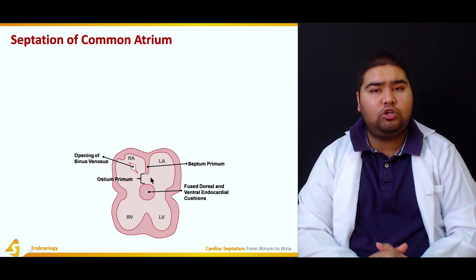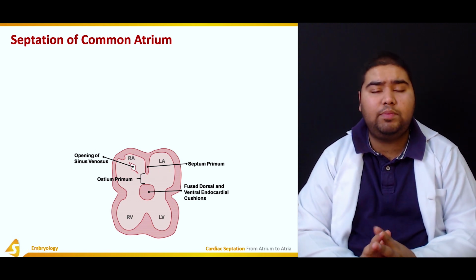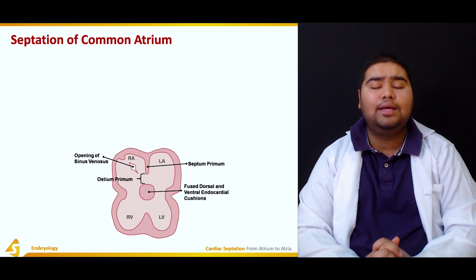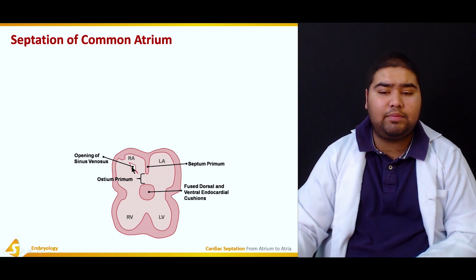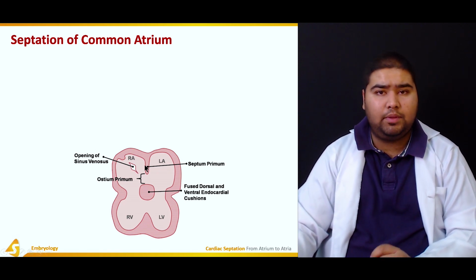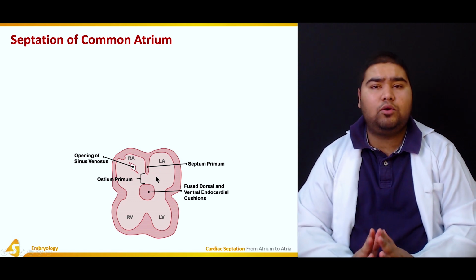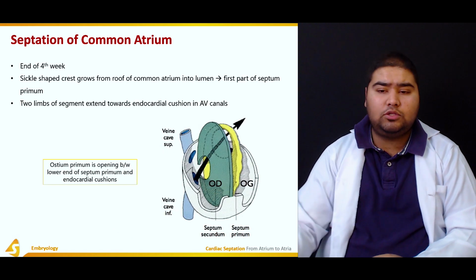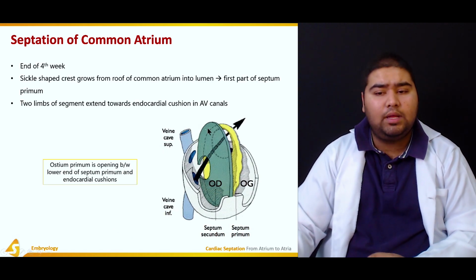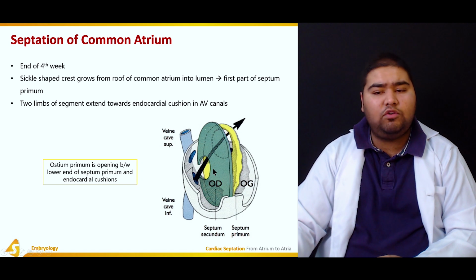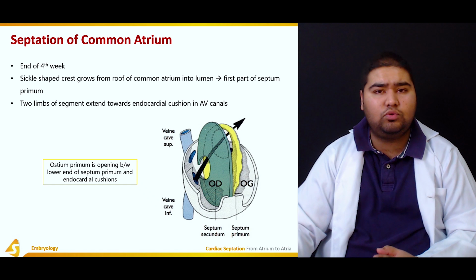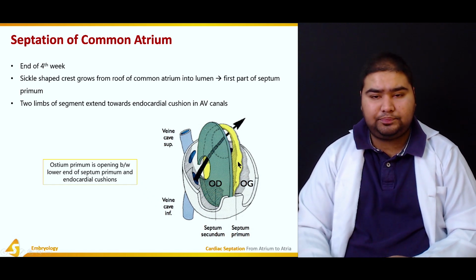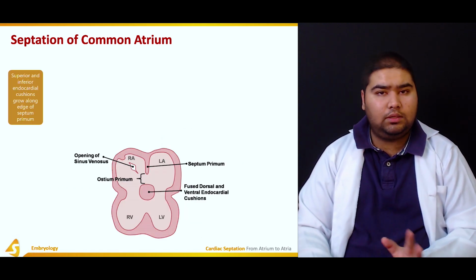However, before closure of the ostium primum, small perforations by cell death appear in the upper segment of the septum primum. These perforations coalesce and form the ostium secundum. So this is the ostium secundum. This ostium secundum allows the flow of blood from the right side of the heart to the left side. So we've discussed all of this and also recapped it.